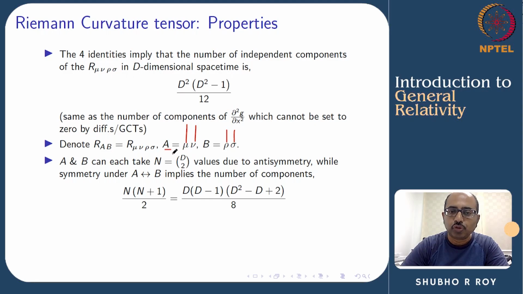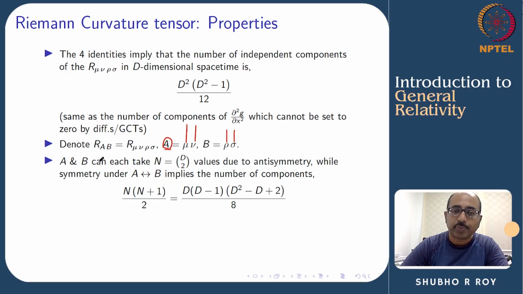So d choose 2. The number of different combinations A can take is the number of different combinations of 2 distinct indices from d possibilities. So that is d choose 2, and same for B. Okay, so A and B, this is what I have on the slides. A and B can each take n, which is d choose 2 values, if they are antisymmetric.